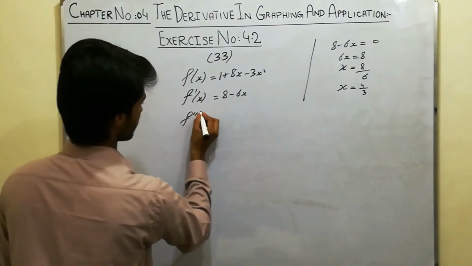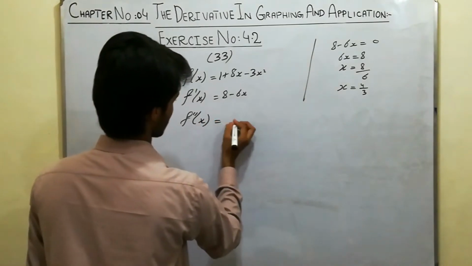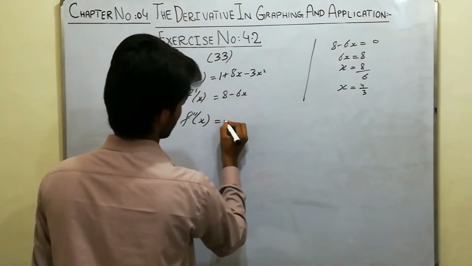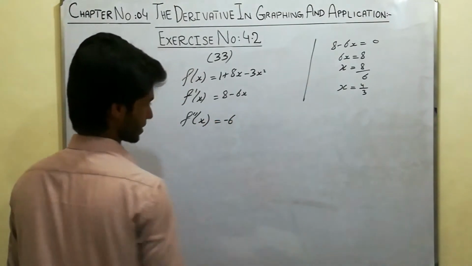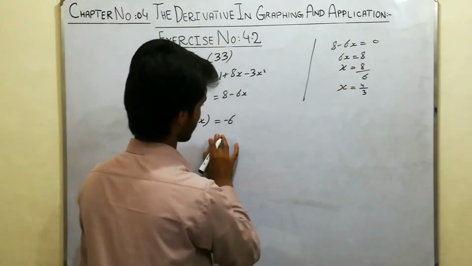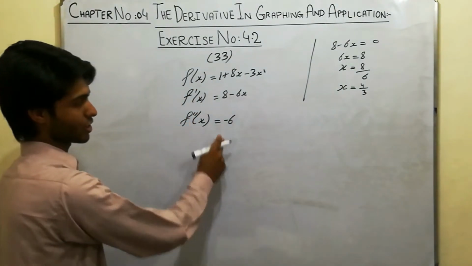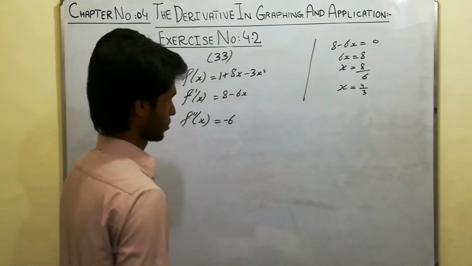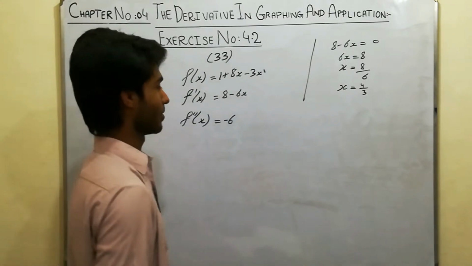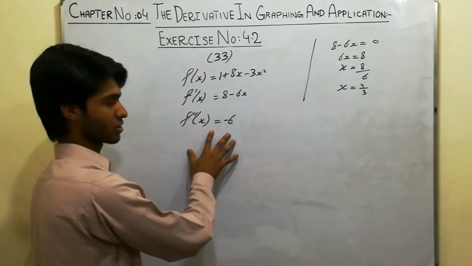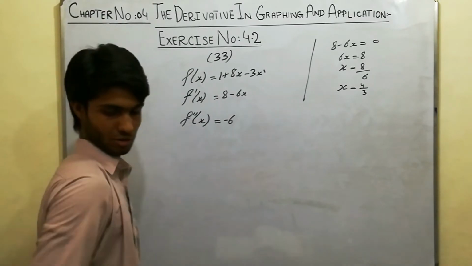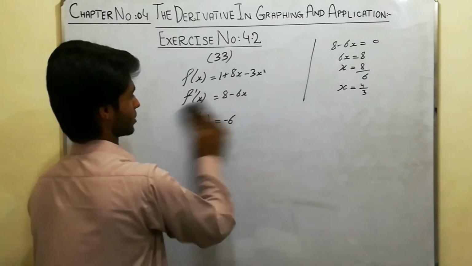Take the double derivative of f. So we have only minus 6. In the second derivative we have a constant value, so there is no relative minima and maxima because we only have a constant value. We don't have a variable, so that's why it is a constant.